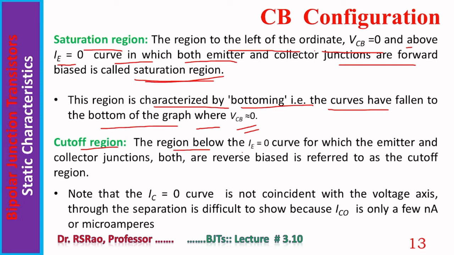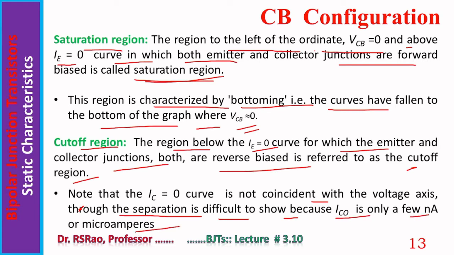The region below the IE equal to 0 curve, for which emitter and collector junctions both are reverse biased, is the cutoff region. Note that the IC equal to 0 curve is not coincident with the voltage axis, though the separation is difficult to show because ICO is only a few nanoamperes or microamperes.